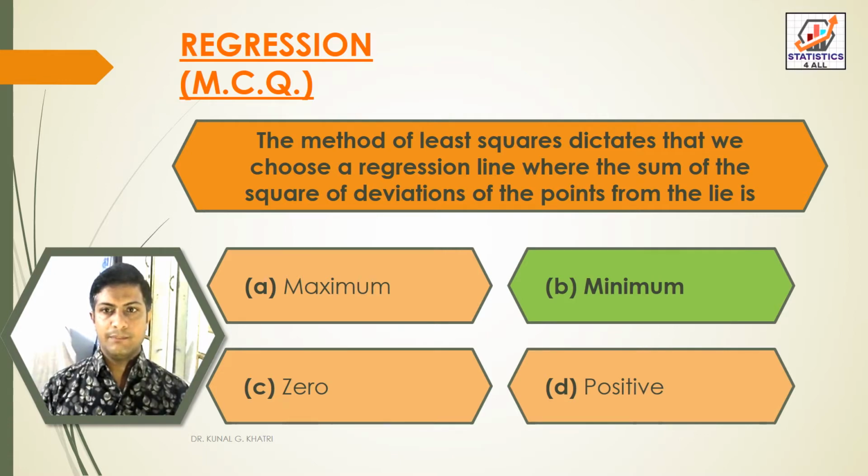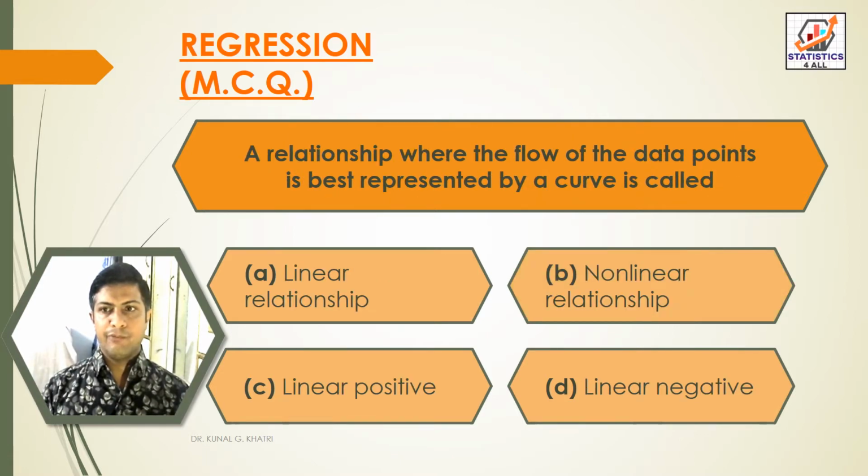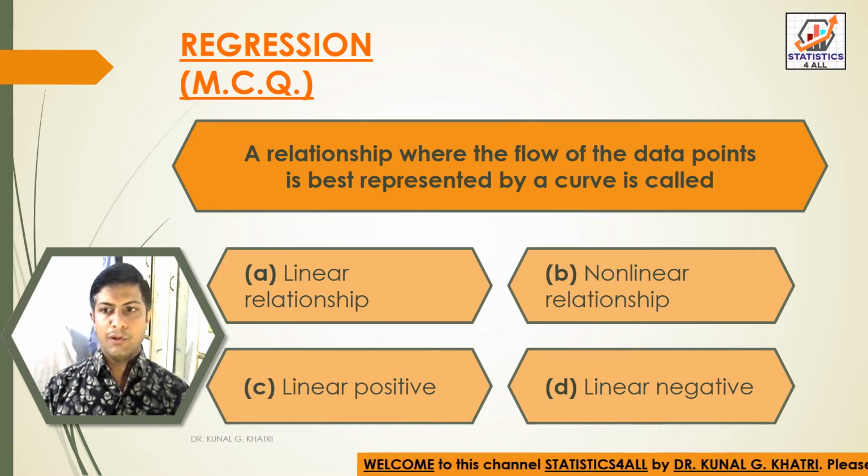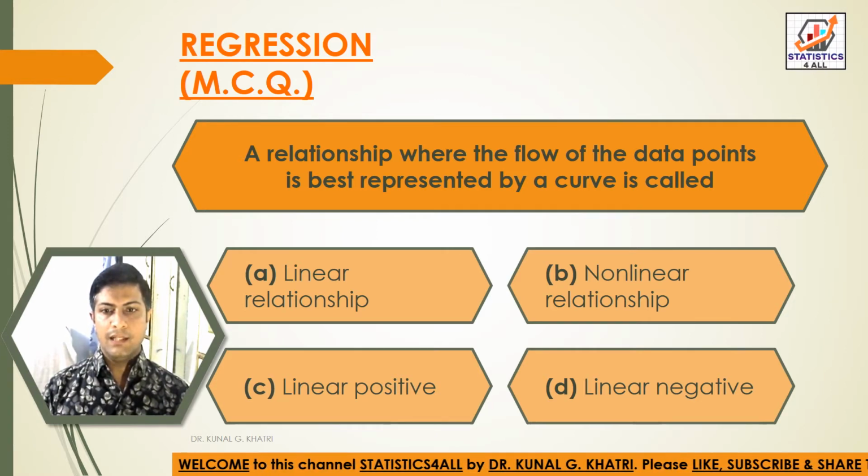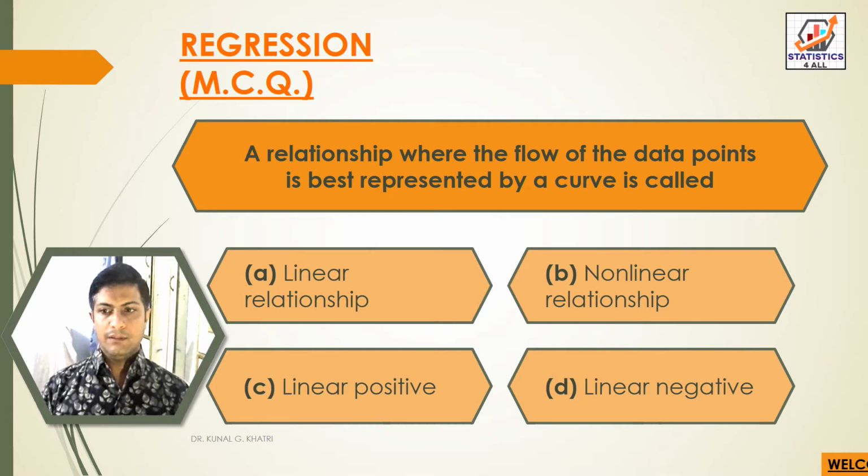Next question. A relationship where the flow of the data points is best represented by a curve is called option A linear relationship, option B non-linear relationship, option C linear positive, option D linear negative. So here we have answer option A, linear relationship. A relationship where the flow of the data points is best represented by a curve is called linear relationship.